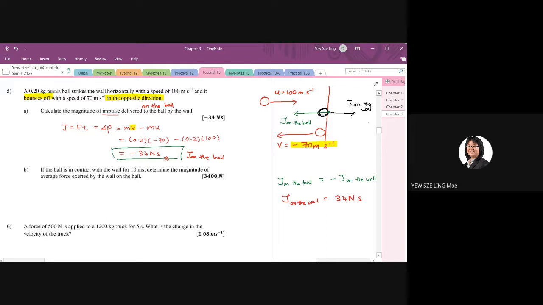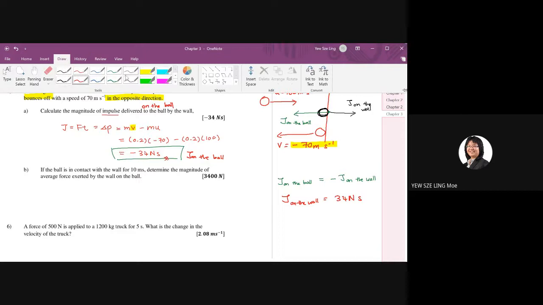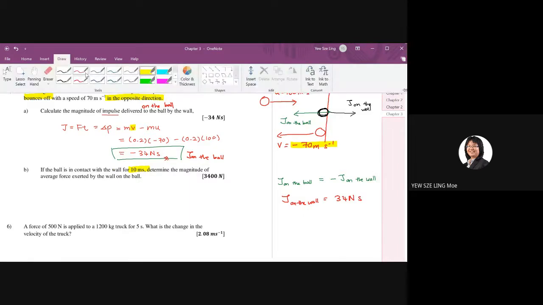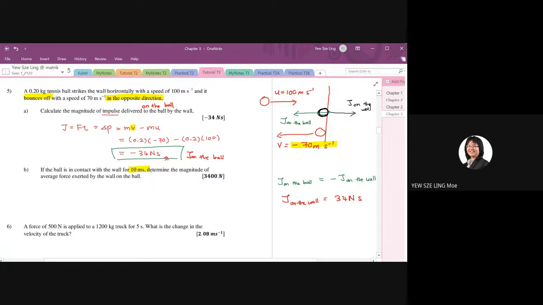So how do I know? It is based on the diagram. So question B, if the ball is in contact with the wall for 10 ms, now this is something that I want to show you. Just now I remembered the wrong question. So this 10 ms doesn't mean 10 meters second. This m actually represents milli, because there's no space between them.